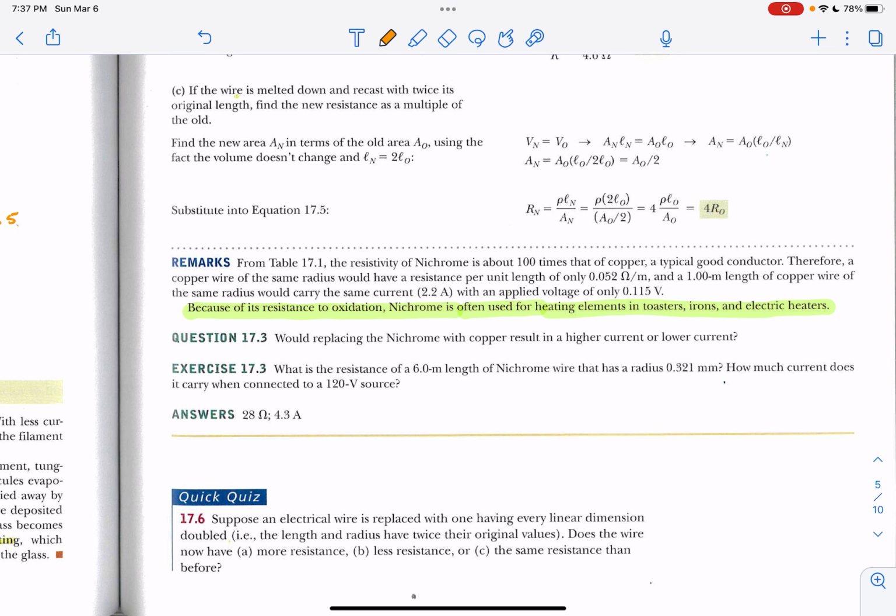Over here, they talk about oxidation, which you might remember is a chemical process, which is going to produce a metallic oxide on the surface of the metal, thereby increasing its resistance.